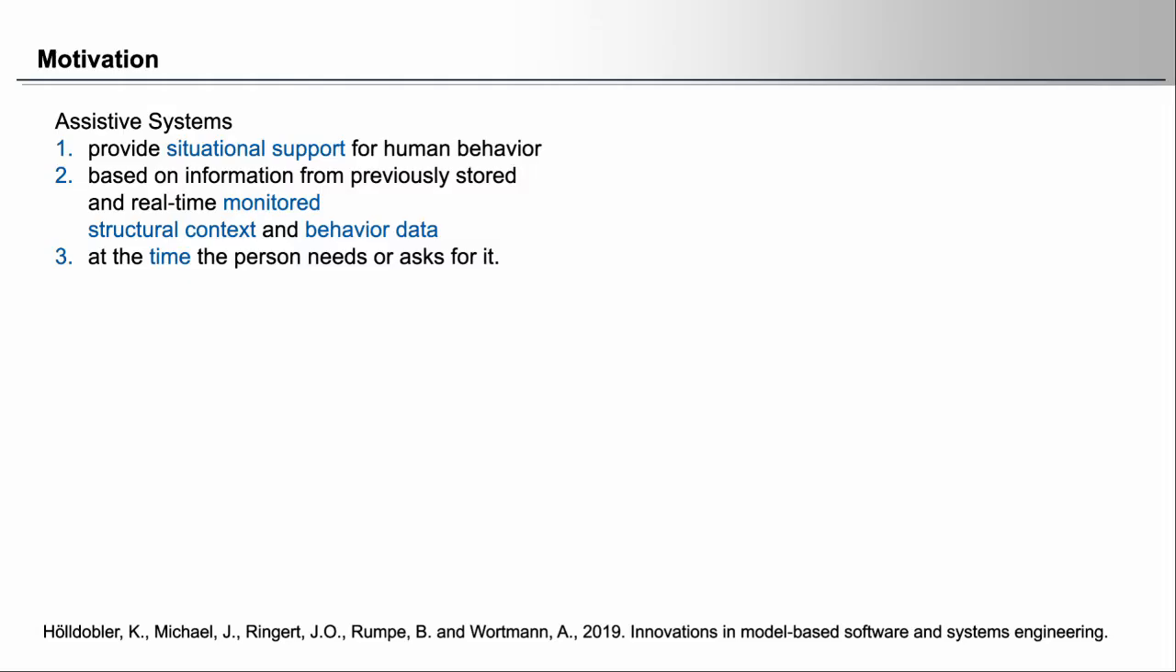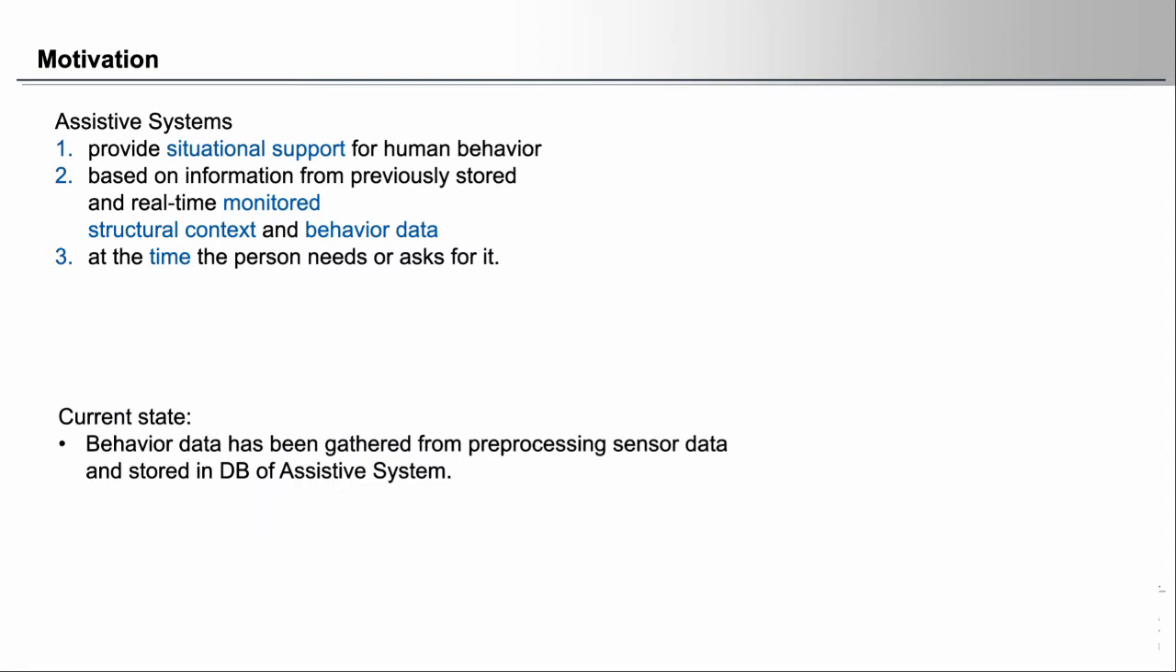Assistive systems provide situational support for human behavior based on information from previously stored and real-time monitored behavior data at the time the person asks for it or needs it. For this thesis, we are going to build an assistive system, and we assume that the behavior data of the user has already been gathered and stored in the database of our application.